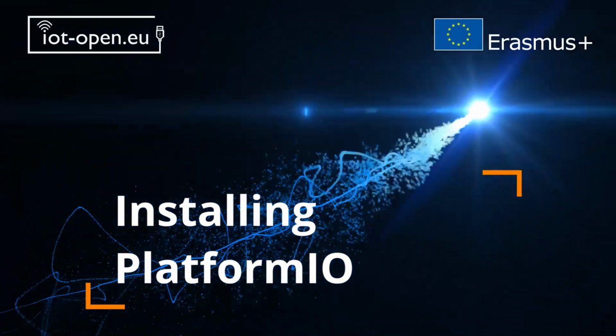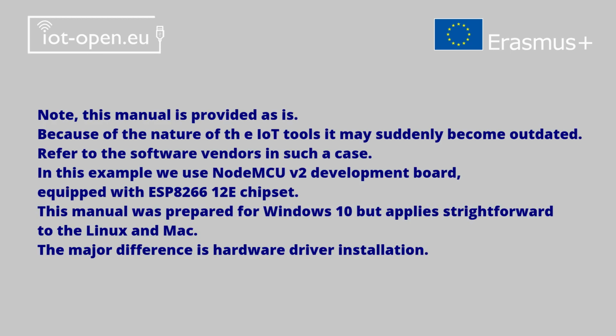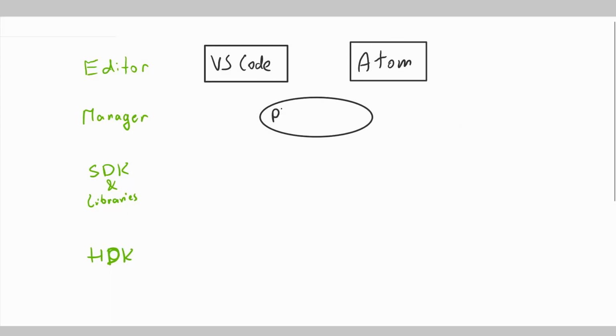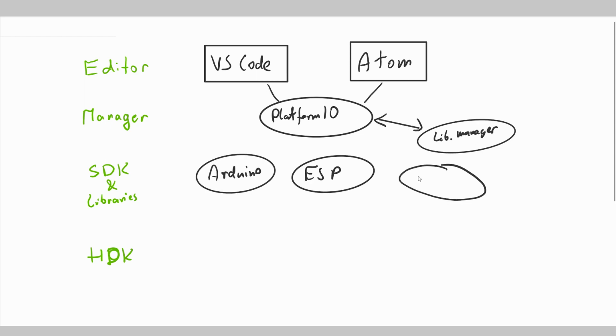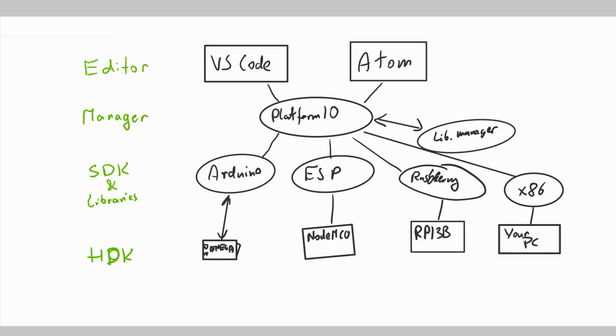General installation of PlatformIO requires an external editor. First of all, PlatformIO is not a standalone development system, but it's a kind of middleware, actually a kind of manager that integrates an editor, libraries, hardware, and software development kits. And as you see in this picture, it sits somewhere between the editor and the software development kits dedicated to a particular hardware platform, like Arduino, Raspberry Pi, Espressif, and so on and so on.